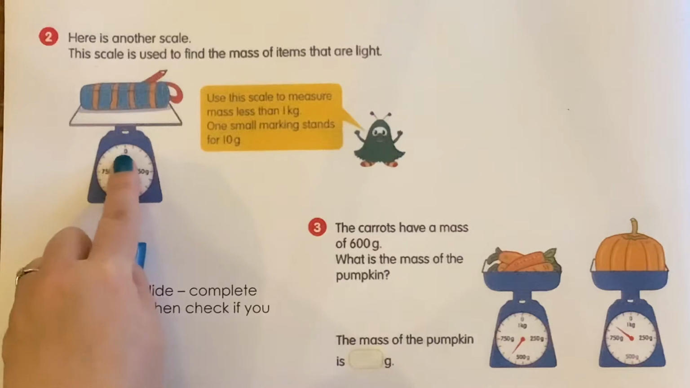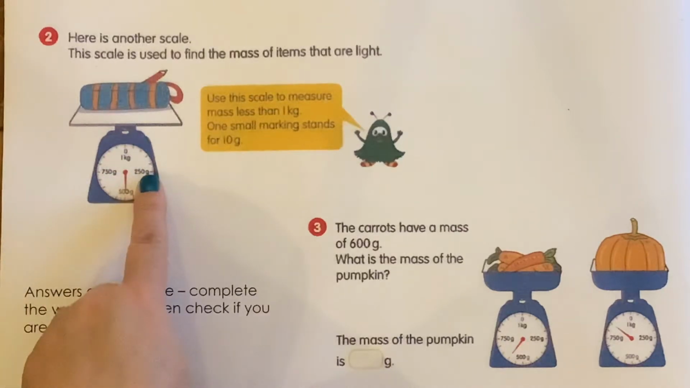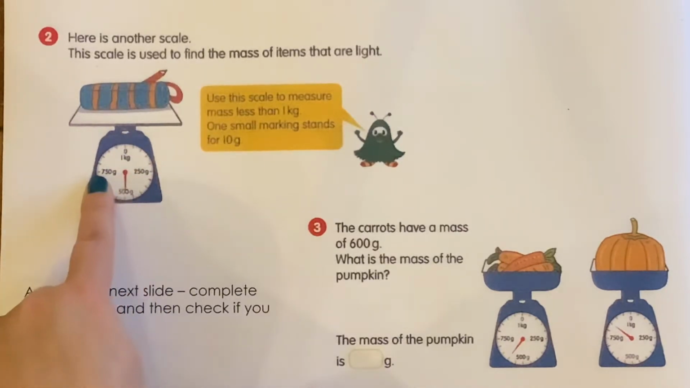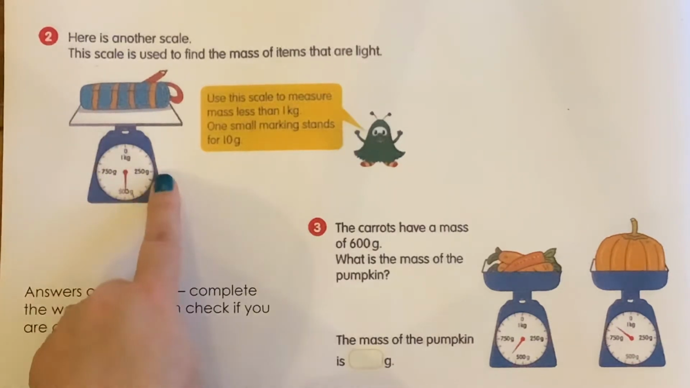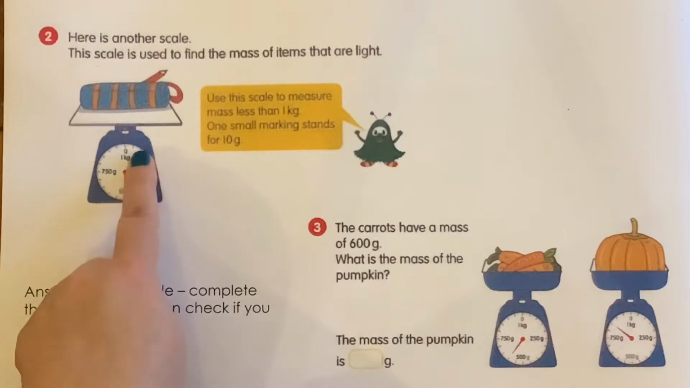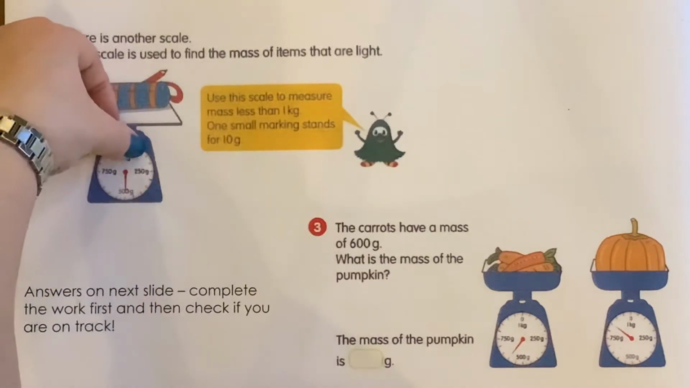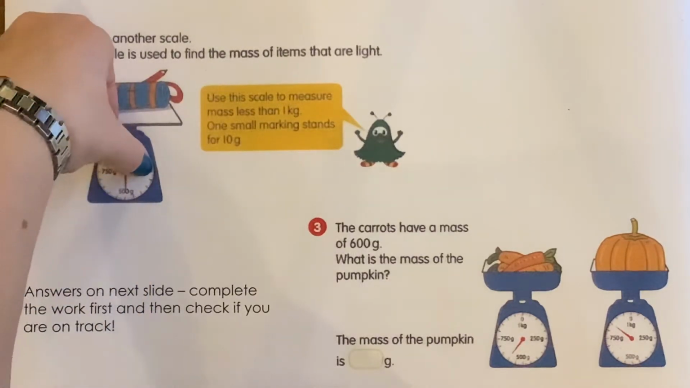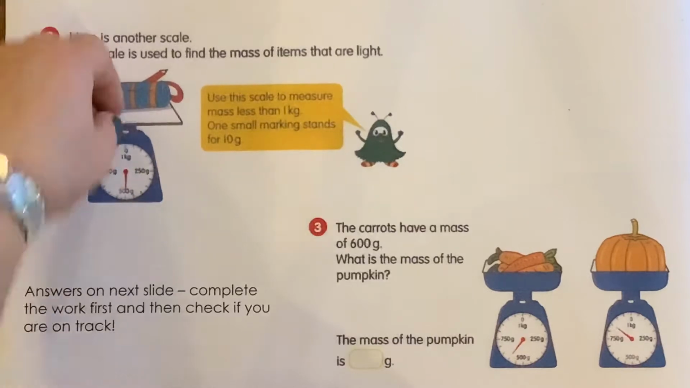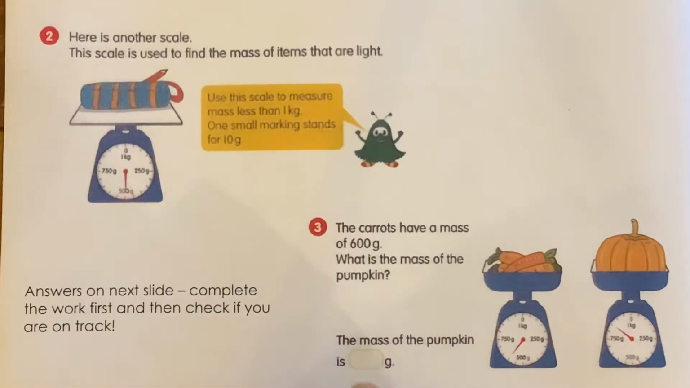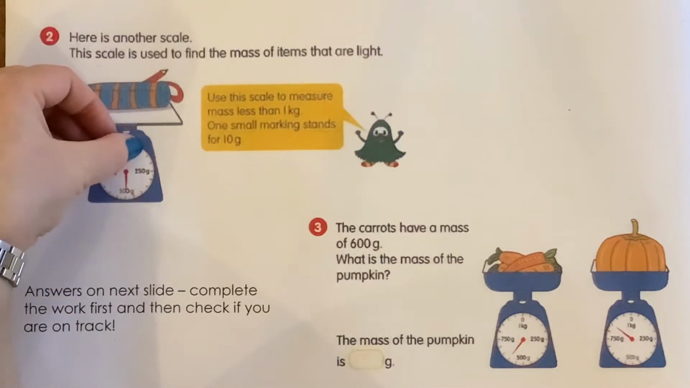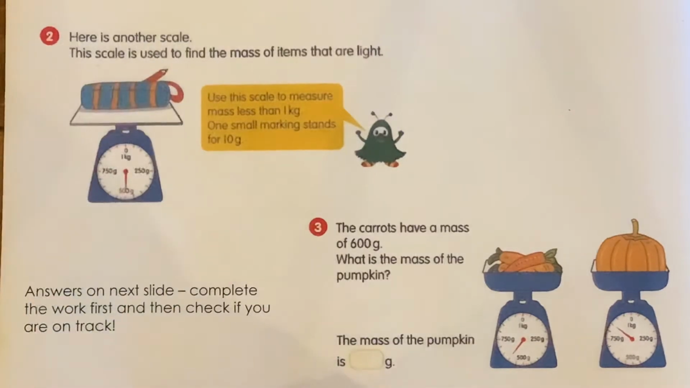You can see it starts at 0 and it goes to 250, then 500, 750, and then 1 kilogram. So we need to work out what each of the smaller markings represents. Well, I can see that I've gone up to 250 here, and there are 1, 2, 3, 4, 5 of the red markings to get there. I know that 250 divided by 5 is 50. So each of these red markings on the scale represents 50 grams.